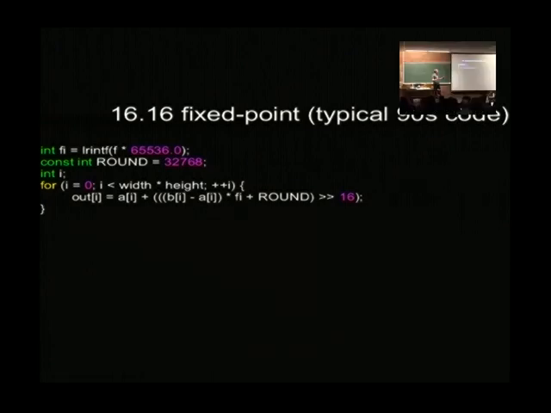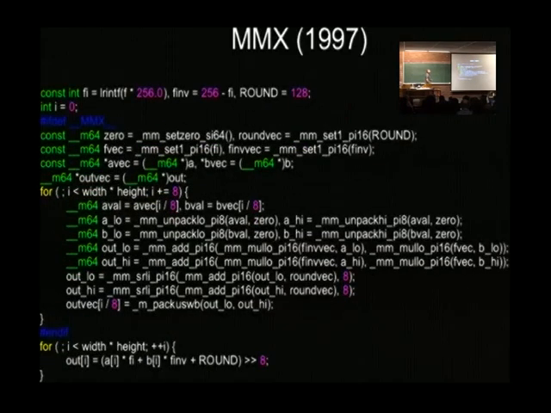So we're doing fixed point. We're just multiplying things. A bit more tricky. We need to round a bit. We need to shift a bit. But it's still the same thing. Now you come to MMX.